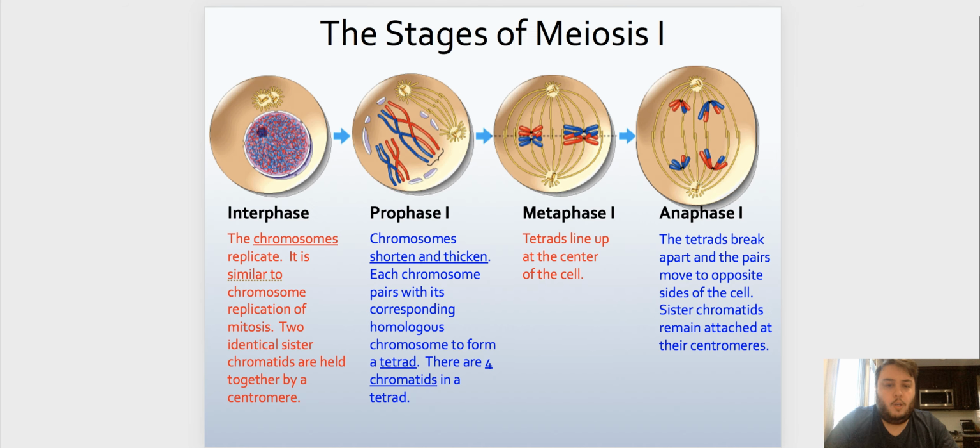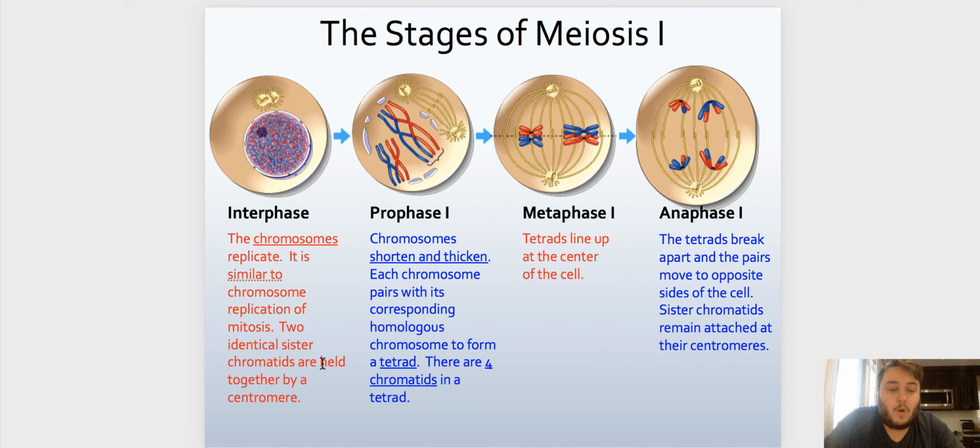Okay? So, meiosis 1. This is the first stage of meiosis. It's 4 stages. Meiosis 1 involves interphase. This is where the chromosomes replicate. Remember, just like in mitosis, interphase encompasses G1, S, and G2. That is the same for meiosis. Interphase, G1, S, G2, the same exact stuff happens, especially in the S phase. The chromosomes replicate. It is similar to the chromosome replication of mitosis.